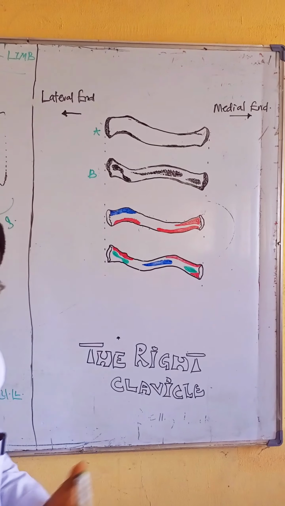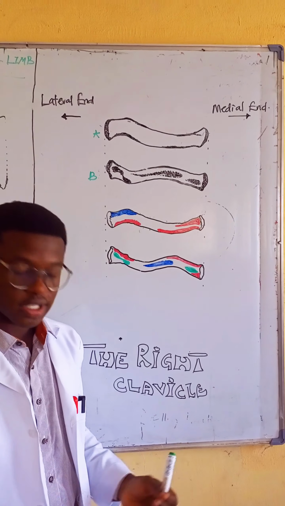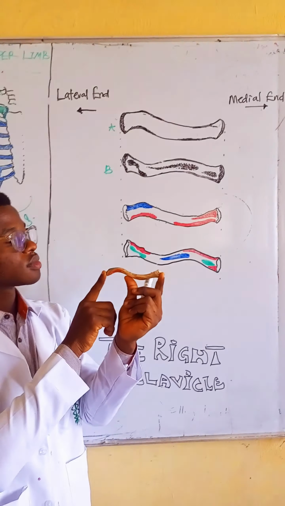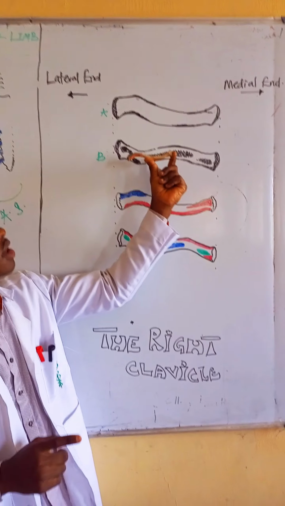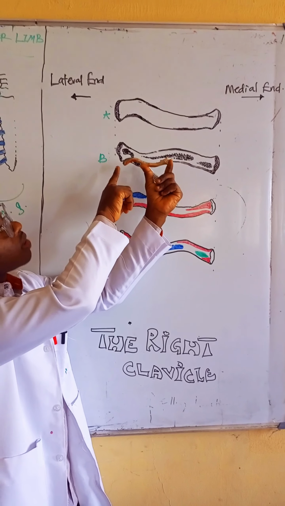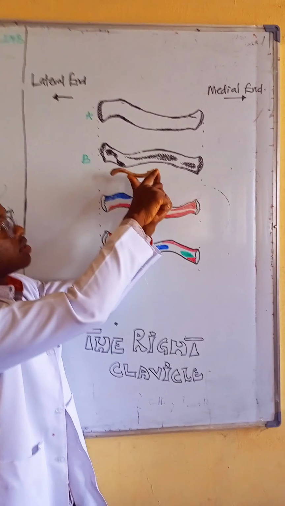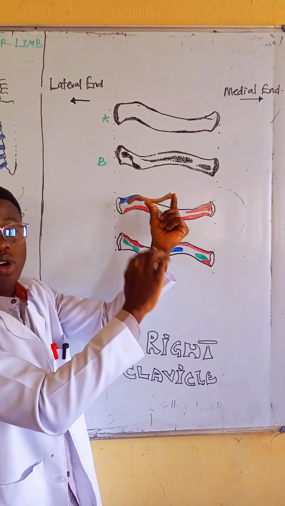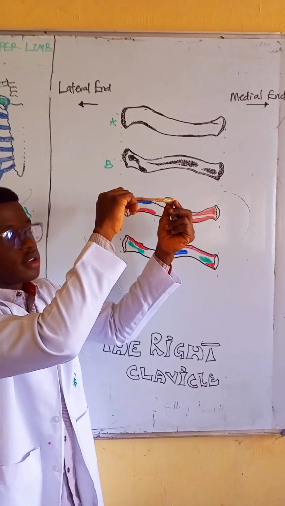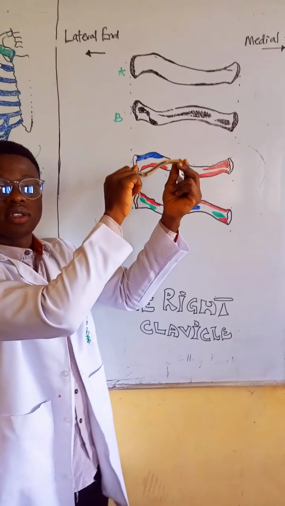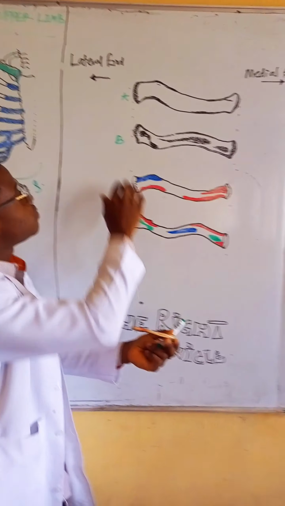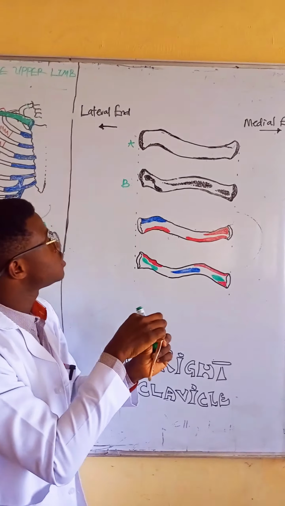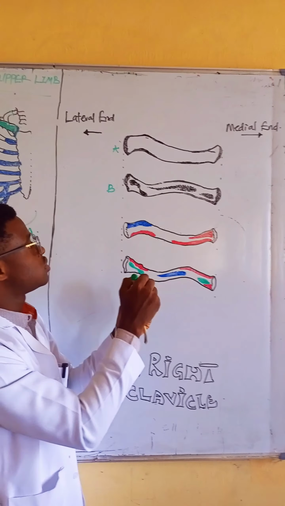So, what do I mean by the superior surface of the right clavicle? Since this is already our right clavicle, we notice from our diagram, this is actually the lateral end, this is the medial end. The superior surface is smooth compared to the inferior surface of the clavicle. Then our B diagram here is actually the inferior surface. And you notice some bone markings that have been drawn.